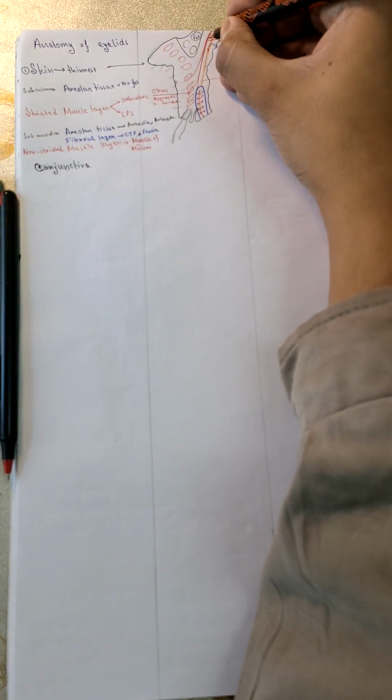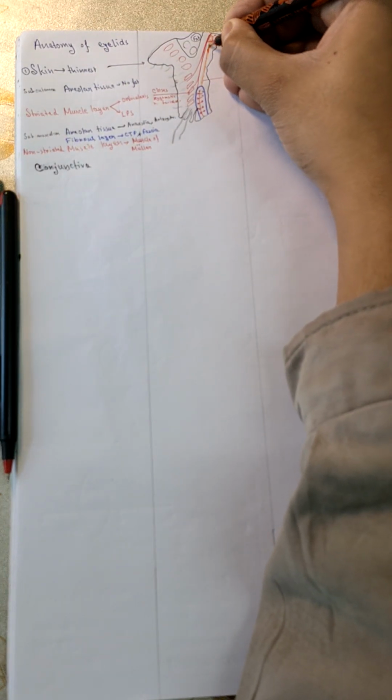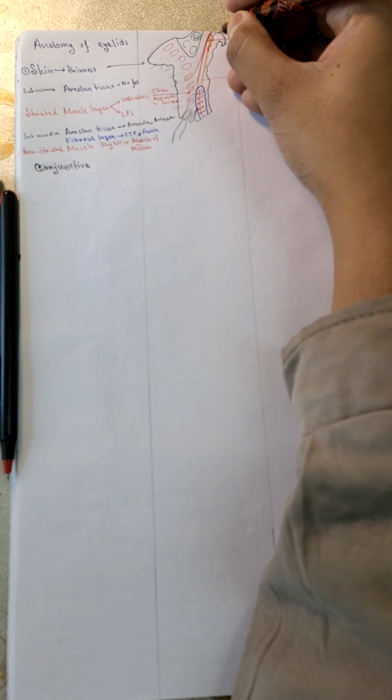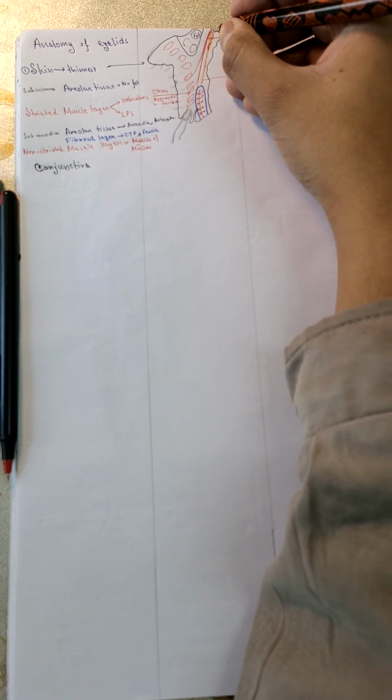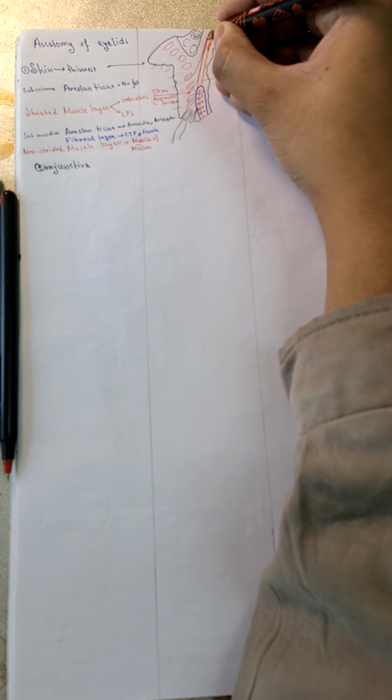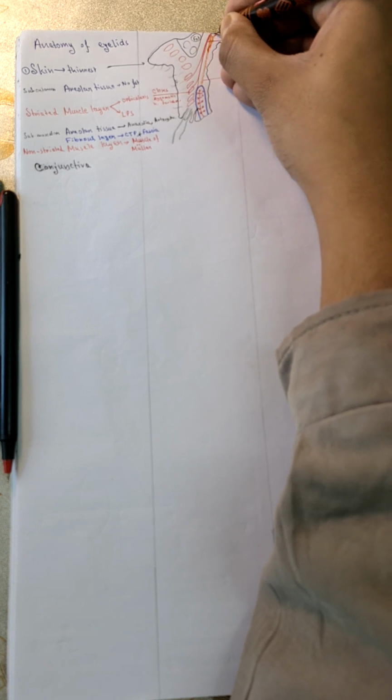In the upper lid, it originates from the levator palpebrae muscle, and extends to attach to the outer edge of the tarsal plate. It is supplied by sympathetic nerve fibers.